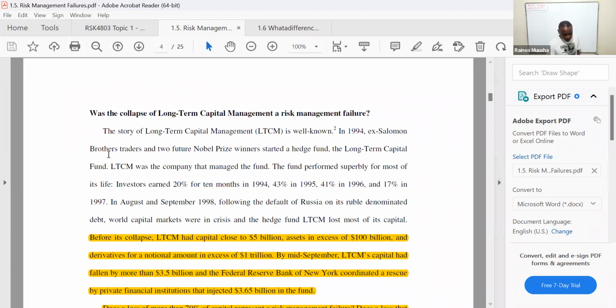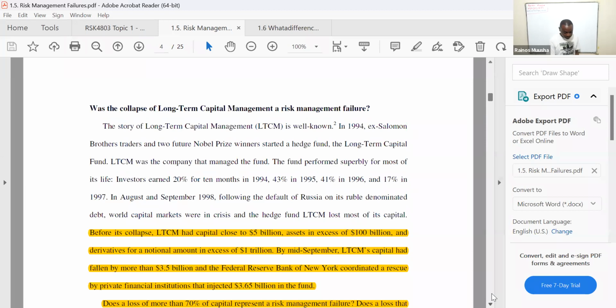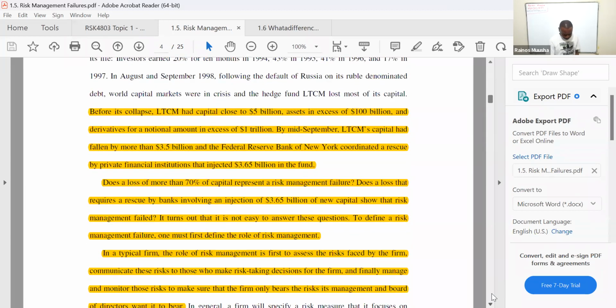So here they say, was the collapse of long-term capital management a risk management failure? Remember, LTCM is an acronym for long-term capital management, which was a hedge fund in this case. So they say, before its collapse, LTCM had capital close to 5 billion, assets in excess of 100 billion, and derivatives with a notional amount in excess of 1 trillion.